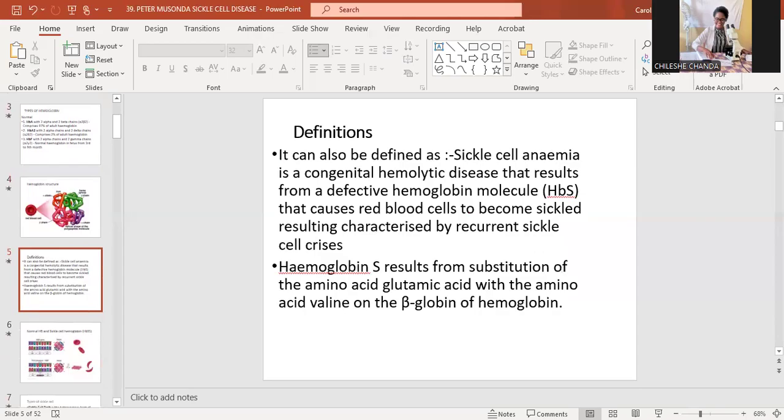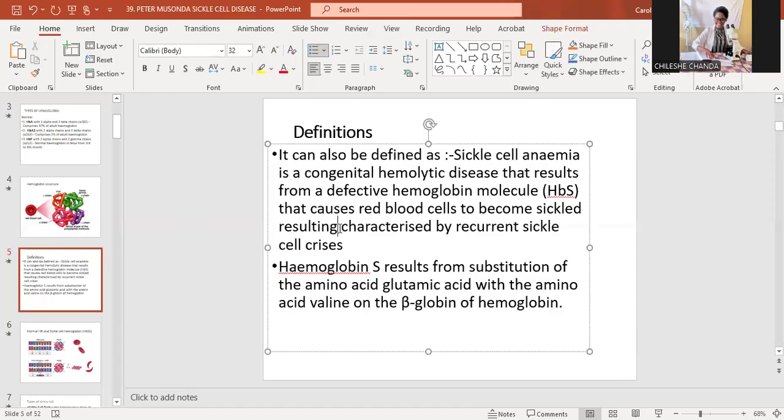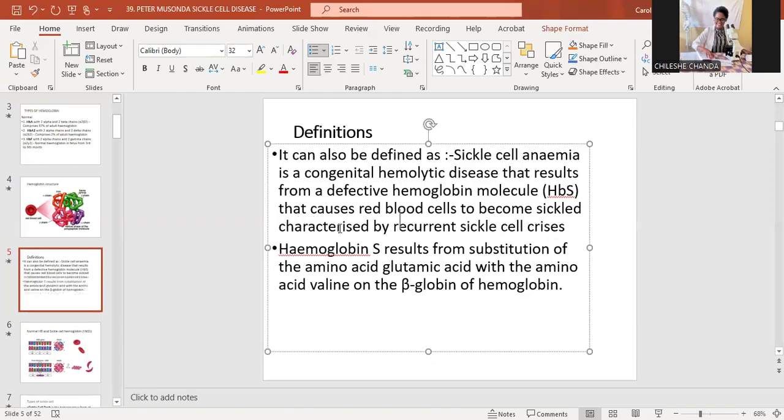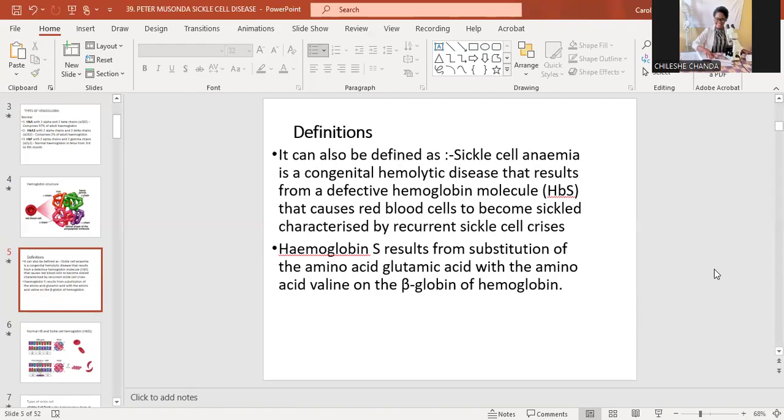Sickle cell disease can also be defined as a congenital hemolytic disease that results from a defective hemoglobin molecule that causes red blood cells to become sickled, and this results in recurrent sickle cell crisis. So you find that a person who is a sickler is going to be going into crisis. These are very severe, painful episodes of sickle cell crisis.